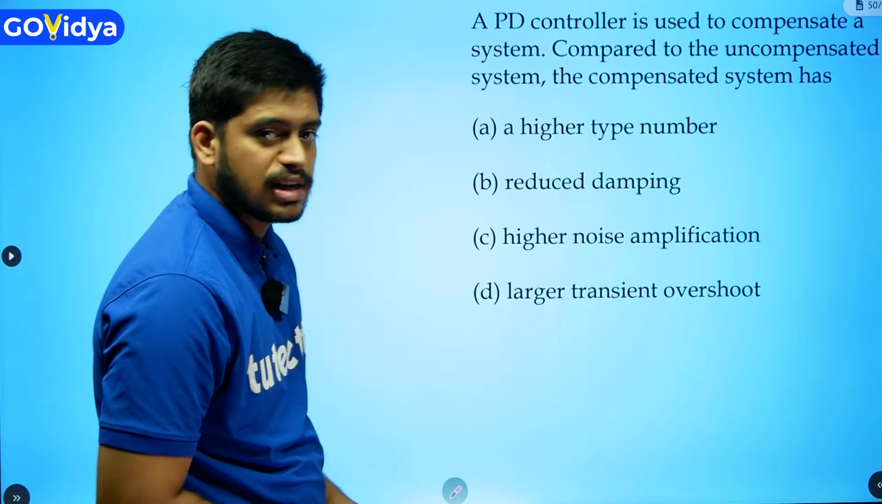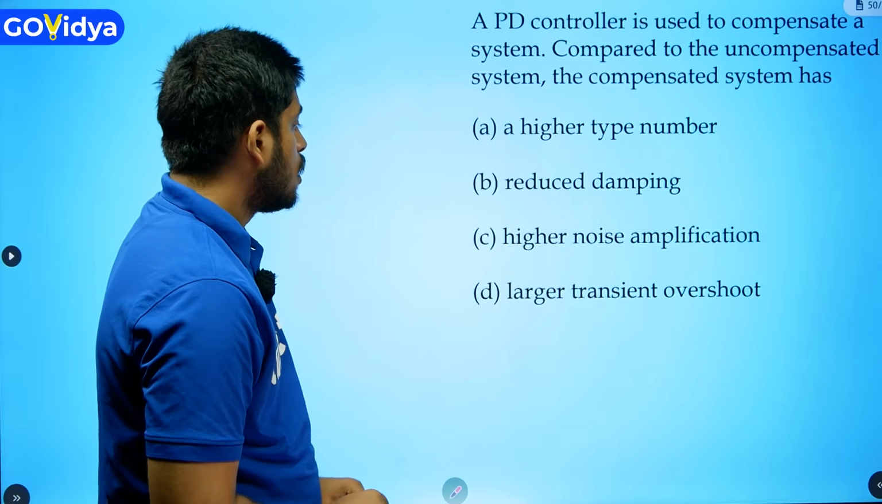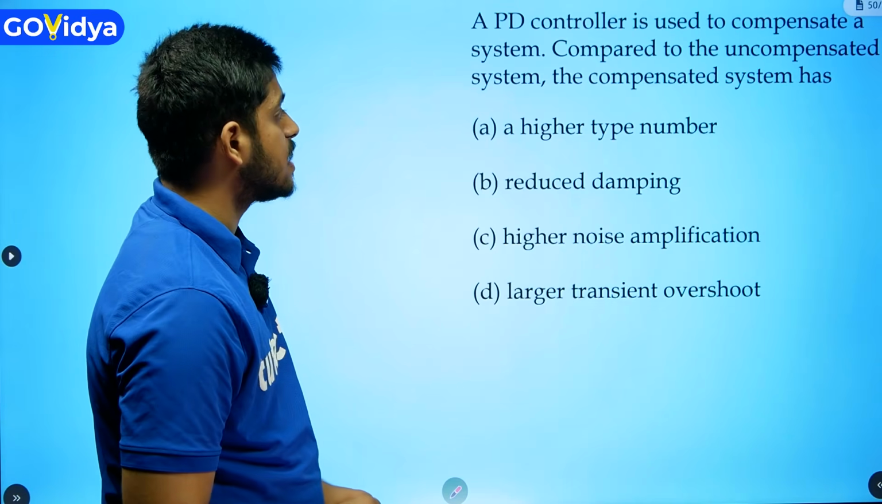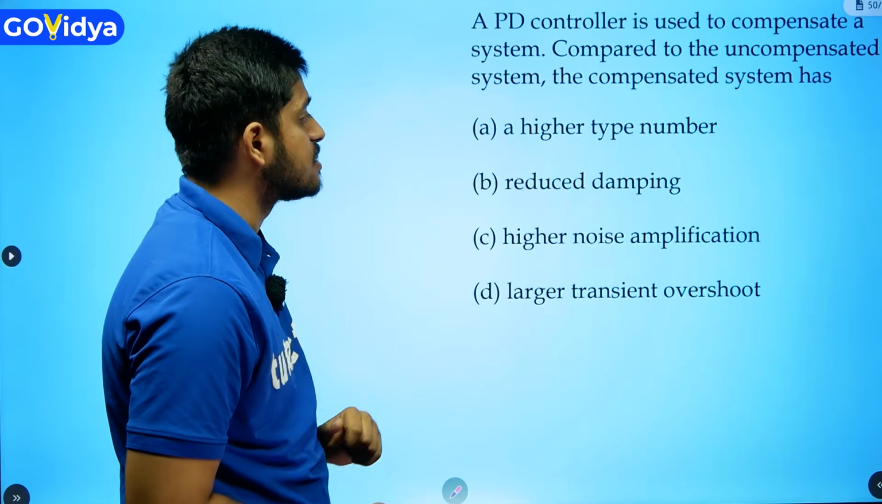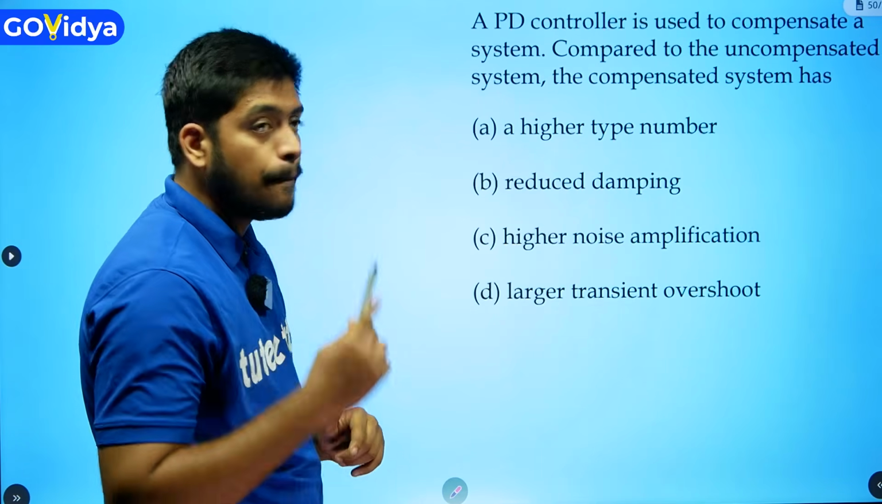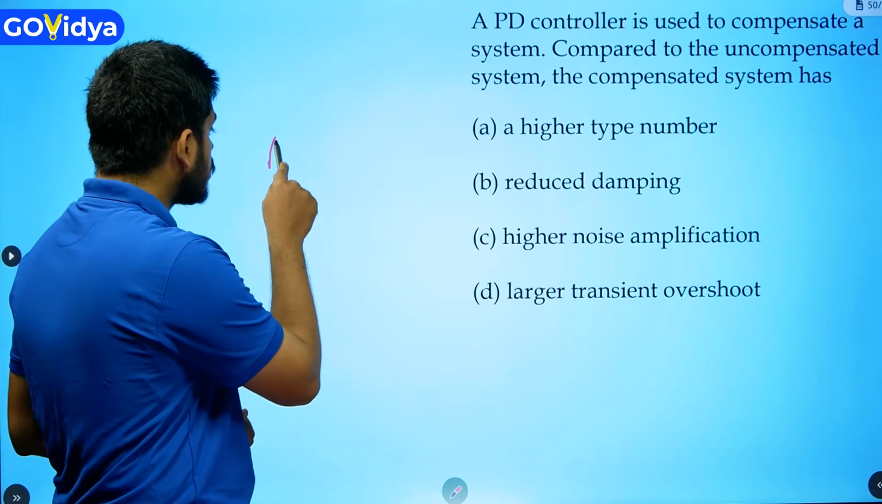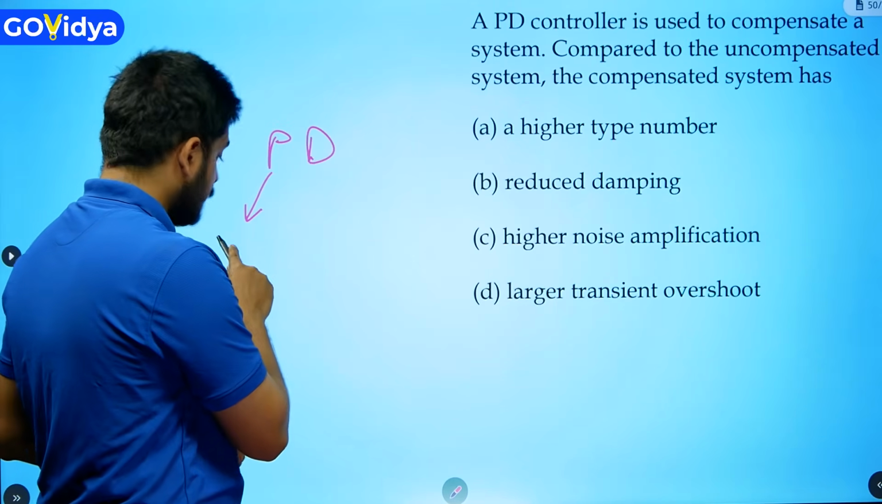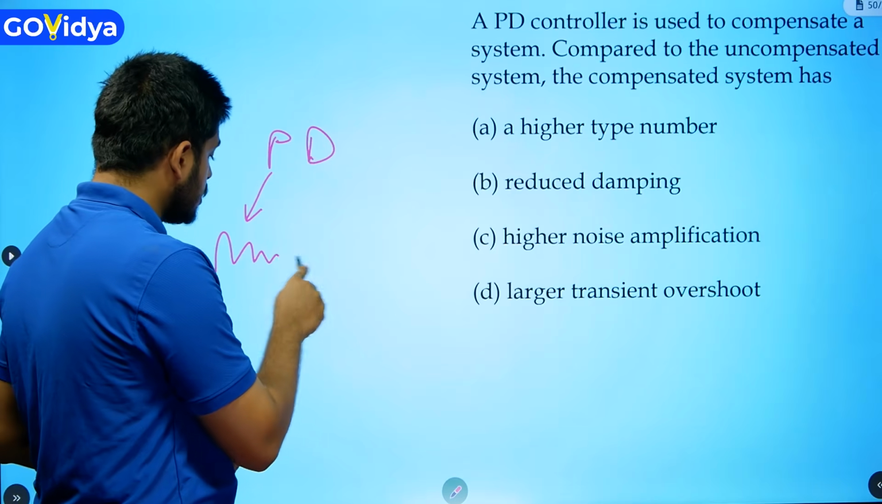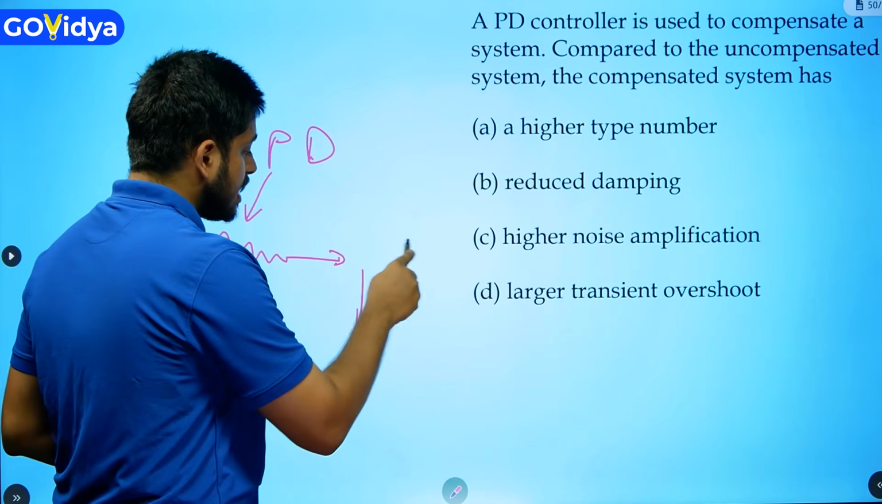So coming to the controllers and compensators, a PD controller is used to compensate a system. Compared to the uncompensated system, the compensated system has a PD controller. What does a PD controller do? Proportional is going to give better overshoots, it will decrease the overshoots.